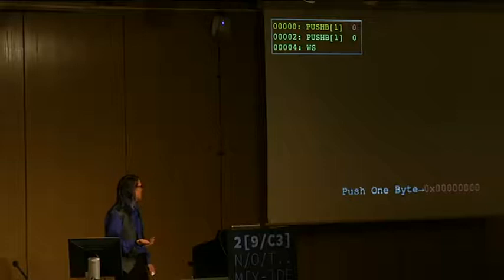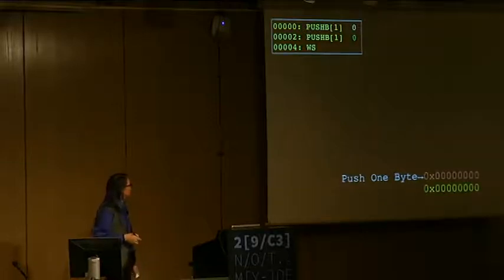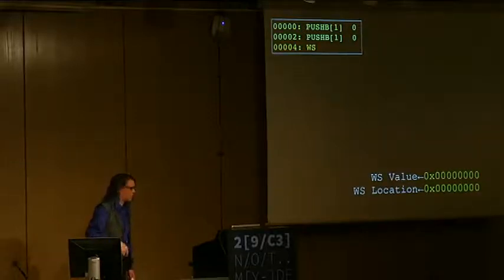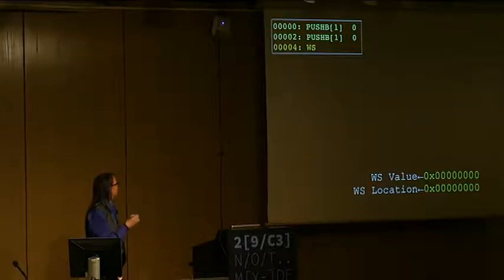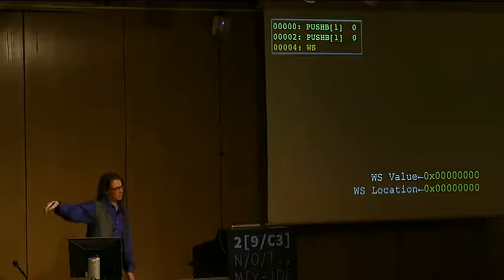Here's actually what the program does. The first few things it does is push some zeros down on its stack. Then it reads it back. WS is to write to the storage array. So in this particular case, it's writing to location 0 the value 0. So it's putting a 0 in the 0th spot on there.